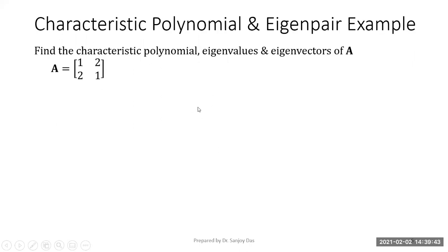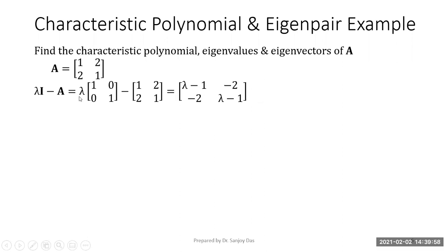And let's take a very small example. We have this matrix A: 1, 2, 2, 1. Let's find its characteristic polynomial and then the eigenvalues and eigenvectors. So lambda I minus A is equal to lambda times the identity matrix minus A, which is this: lambda minus 1, negative 2, negative 2, lambda minus 1.